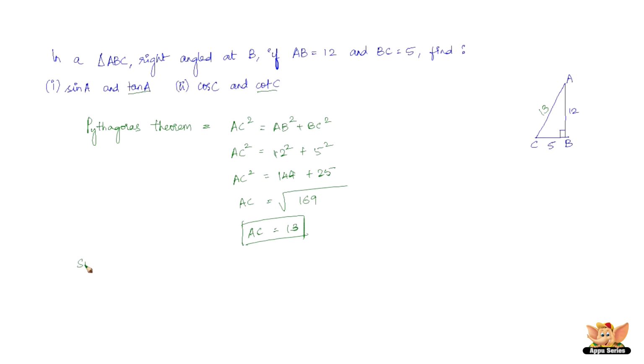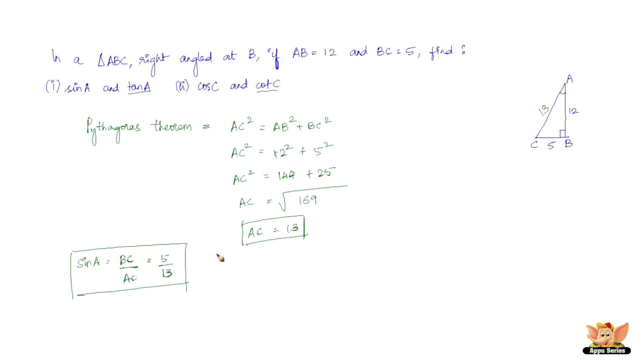So sine A equals opposite by hypotenuse. A is here, so the side opposite to A is BC. We have BC divided by the hypotenuse, which is AC. The value of BC is 5 and the value of AC is 13. So we found the value of sine A, which is 5 by 13.